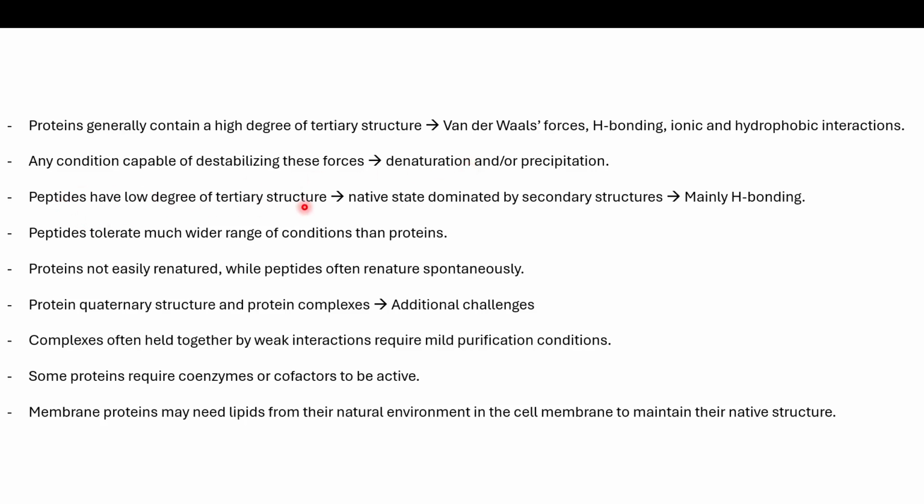Now, peptides have a low degree of tertiary structure, and their native state is usually dominated by secondary structures, and secondary structures mostly consist of hydrogen bonding. Now, peptides can tolerate a much wider range of conditions than properly folded proteins. And once proteins are denatured, they are not easily renatured, while peptides can often renature spontaneously. Now, when we talk about the quaternary structure of proteins and the protein complexes, this becomes much more challenging as compared to only proteins or peptides.